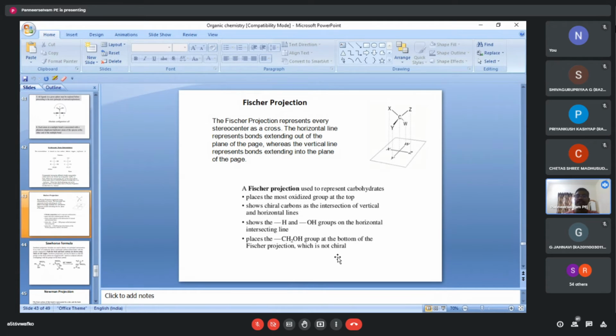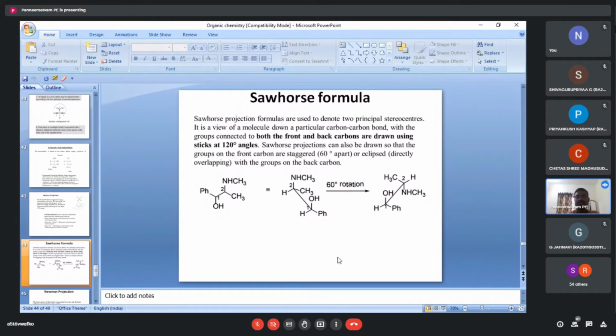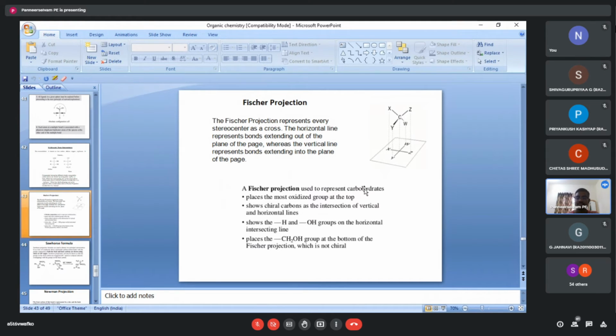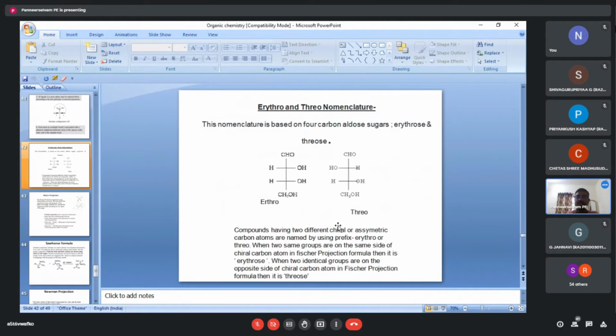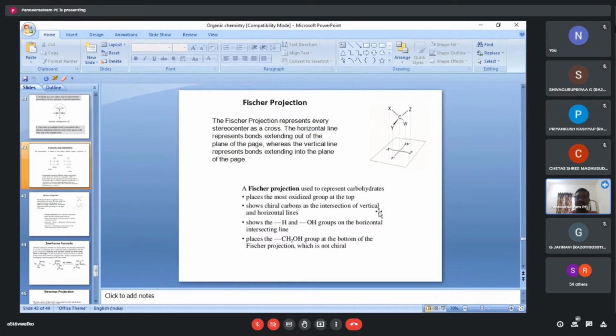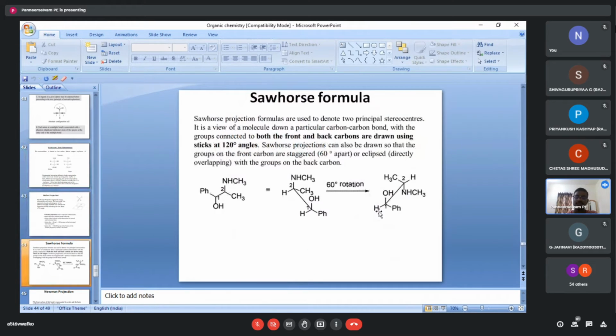So like this. What about the Sawhorse projection formula? This is also vertical and horizontal like this model. This one is a Fischer projection. The Sawhorse projection is a stick model, with the two sides balanced and the middle. See here the first carbon, second carbon, like the Fischer projection.